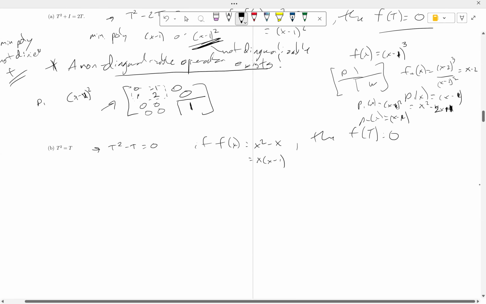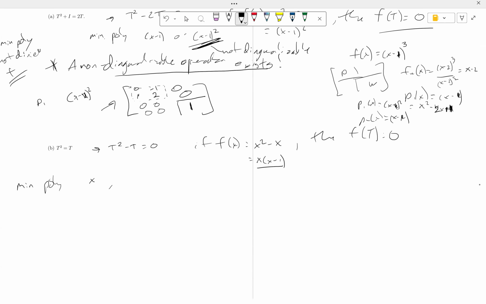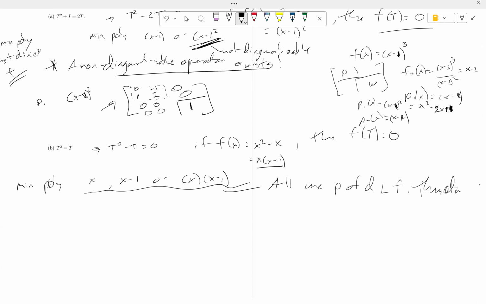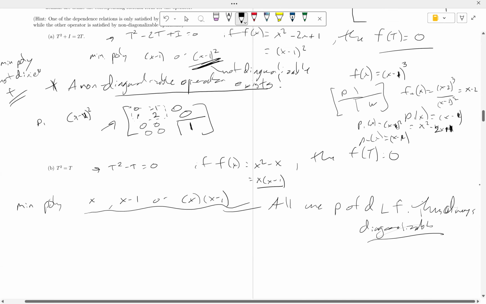Now here, my dependence relation is a product of linear factors, which means my minimal poly is going to be x minus 1, or x, or x times x minus 1. All of these are products of distinct linear factors. Thus, always diagonalizable. So we're always going to be diagonalizable.